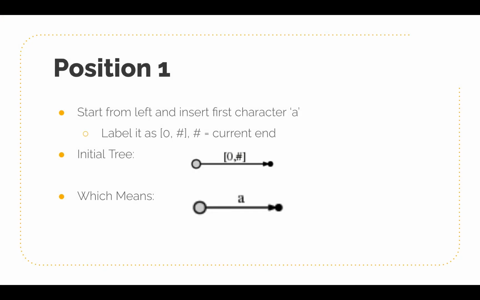So we start from the left and first insert only the single character A by creating an edge from the root node on the left to a leaf and labeling it as 0, hashtag, where the hashtag represents the current end of the string. I use the symbol hashtag to mean the current end, which right now is at position 1, right after A. So we have an initial tree, which you can see, and it means that we are just using the substring A.